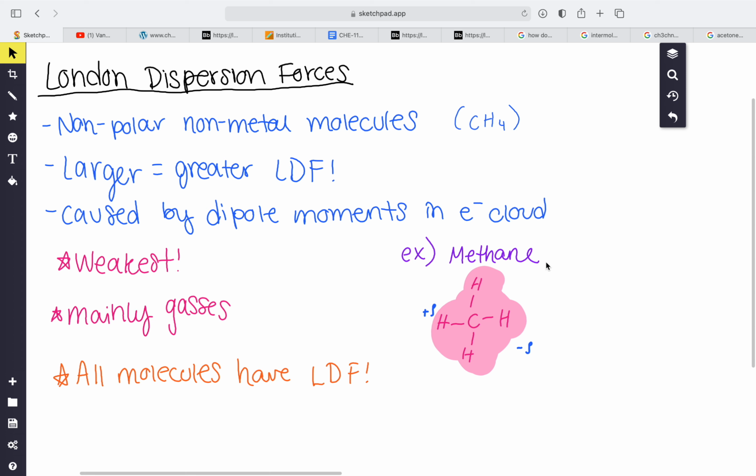So this is actually methane. Methane is a gas. It's actually the gas, I'm pretty sure, that cows produce, which is really bad for the environment, but I don't know, don't at me on that. So yeah, it's mainly your gases and it's going to be your weakest.